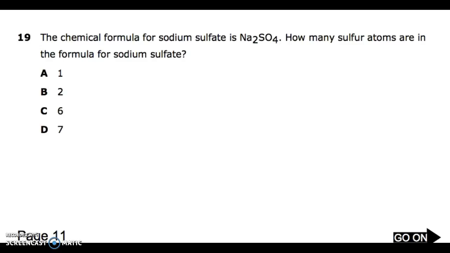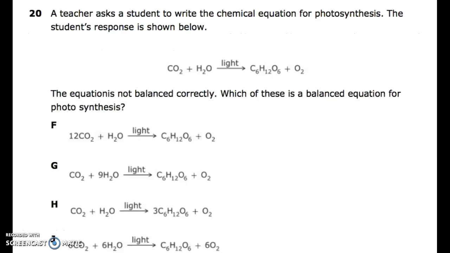Number 19. The chemical formula for sodium sulfate is Na2SO4. How many sulfur atoms are in the formula for sodium sulfate? And that sulfur equals S. A, 1, B, 2, C, 6, D, 7.